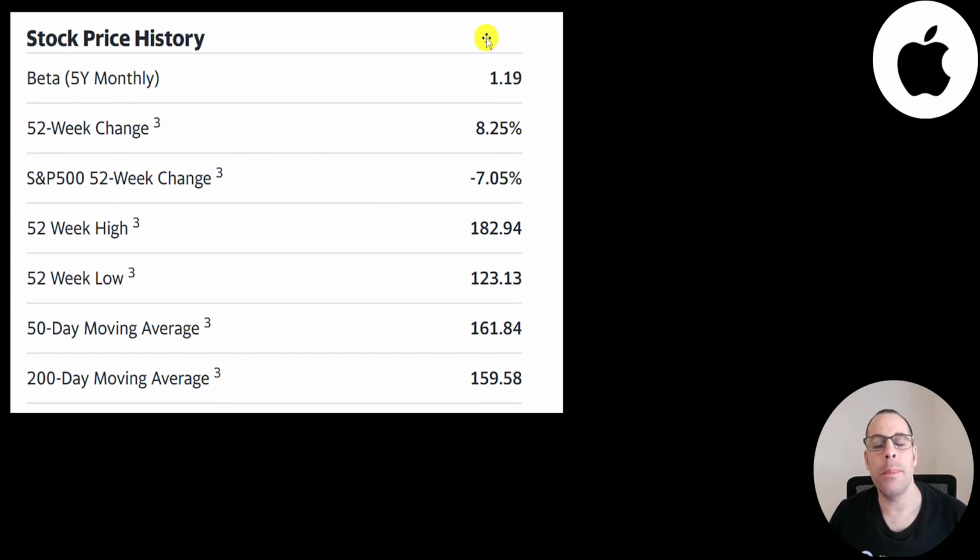They have a beta of 1.19, so the stock moves a little more than the market. It's up 8% in the past 52 weeks, while the S&P is down 7%. The 52-week low is 123, the high is 184. And the stock is trading below its 50-day and 200-day moving average.